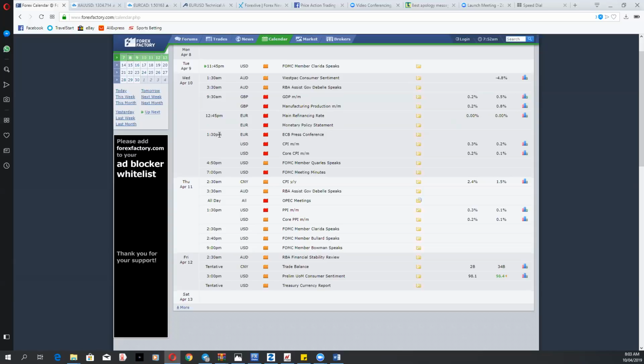Then by 1:30, this is more important than the one by 12:45, because at this press conference the ECB chairman Draghi would be asked questions, and his responses will be reflected by moves in the market. So you need to be aware of the period between 12:45 and 1:30. We also have USD news coming in around that 1:30. So it's going to be a hell of a fireworks. Then the main one by 7 p.m.